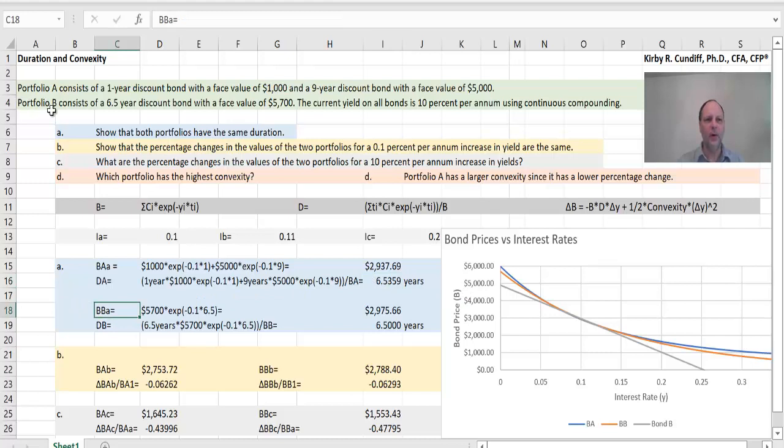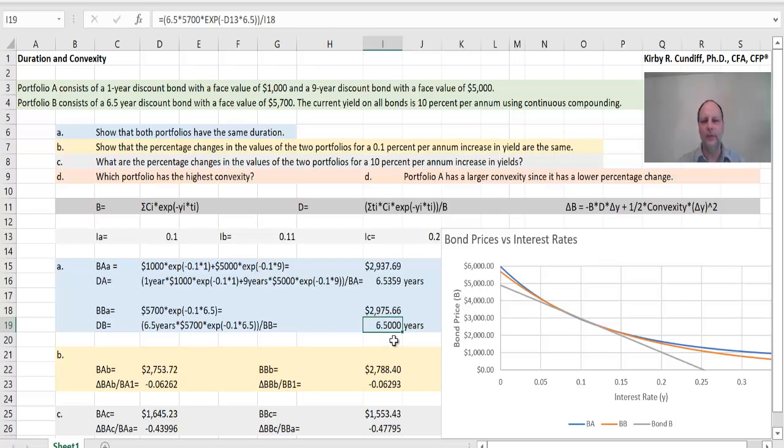For our second bond, our portfolio B, it is a zero coupon bond, so we get all of our money back in 6.5 years. Therefore, the duration will be the same as the maturity, 6.5 years. And we will show that exactly. So first, the bond's price is going to equal 5,700 exponent of minus 0.1 times 6.5, which gives us an initial price of 2,975.66. And then for the duration, we take the 6.5 years times 5,700 exponent of minus 0.1 times 6.5, divided by the bond's price of 2,975.66, and that gets us a duration of 6.5 years.